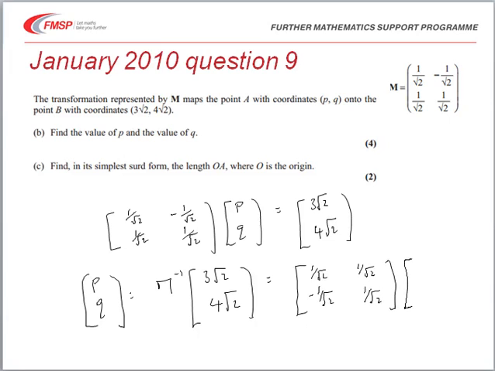And if you multiply that by 3 root 2, 4 root 2, you get the answer 7, 1 as before. So p equals 7, q is equal to 1.